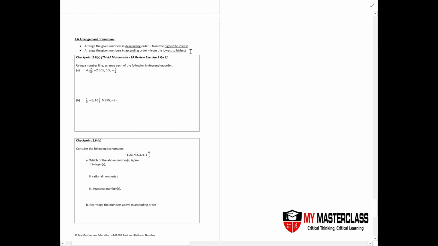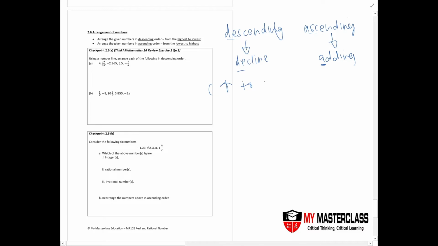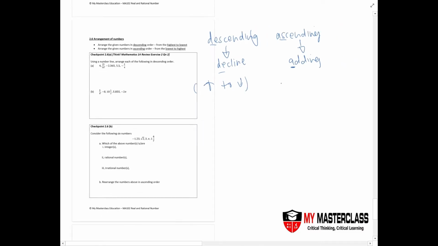Now, to do a little bit of a recap, descending basically means decline, if it helps you remember it better. You see, descending and decline both start with D, whereas ascending and adding both start with A. So decline means it's decreasing, which means it is from a lot to very little, whereas ascending means that it's from very little to a lot.